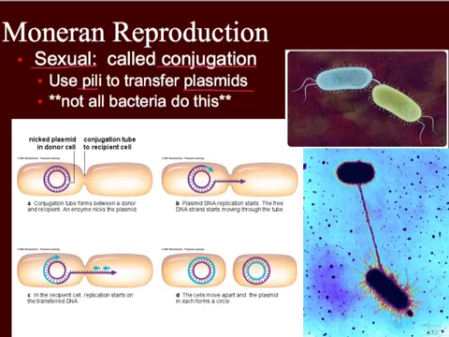Monerian reproduction, as far as the sexual version goes, we call this conjugation. That means sexual reproduction in the microbial world. And we use those things, if you remember from the beginning of the notes, called pili. They're those hair-like projections. You can see in this top panel there is this reaching pili making a bridge between these two bacteria, and they're actually exchanging DNA across this bridge.